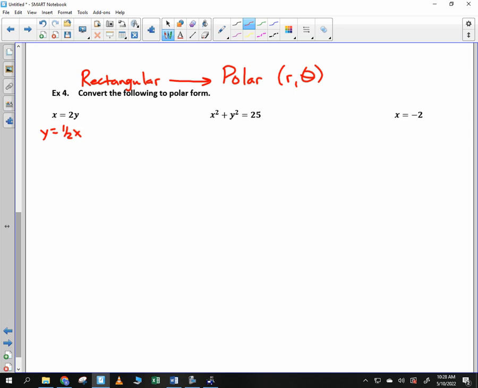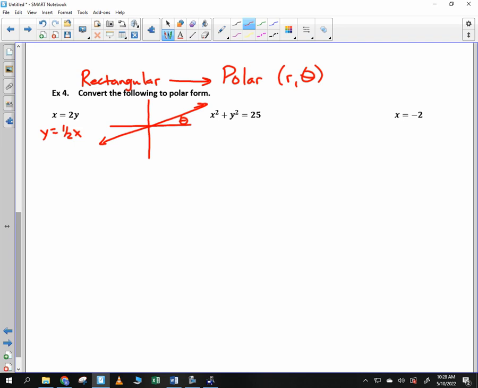Now, I want you to think about that for a second here, okay? If we were to graph that line, it would look something like that, wouldn't it? Does the angle of the line change? No. Theta is always the same, isn't it? Does the distance from the center change as the line continues along? Yeah, so r changes, but theta is always the same.